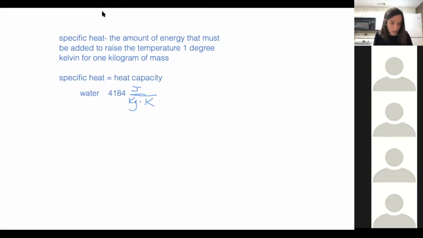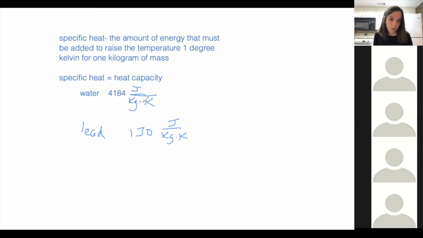I'm looking at another example. Let's look at lead. That's 130 joules over kilograms times Kelvin. So you can see that there's a huge difference in heat capacities. Water is about 40 times higher than lead. What that tells you is that lead is going to rise in temperature a lot faster than water. Water can absorb a lot more energy before rising in temperature than lead can. So if you apply the same amount of heat to water and to lead, lead's going to be a lot hotter than water is.